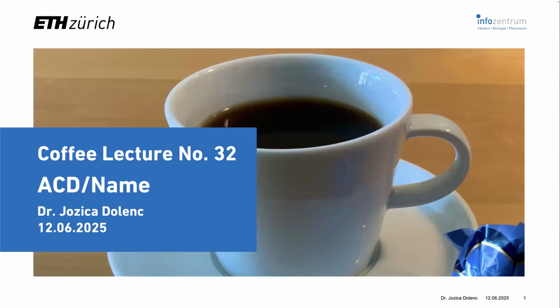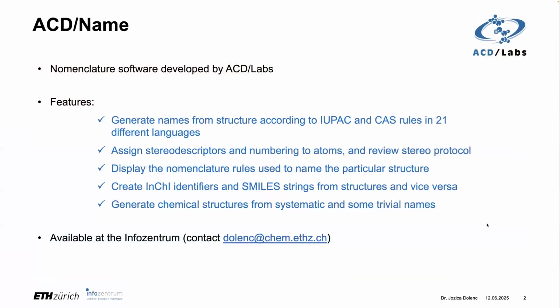My name is Jozica Dolenc, and today I will tell you about ACD Name. What is ACD Name? ACD Name is a nomenclature software which has been developed by ACD Labs, and it is very popular because it can generate IUPAC names not only in English, but in 21 different languages. It does not only generate IUPAC names from structure, but also Chemical Abstracts Service, so CAS names, so you can directly go and search with the name in SciFinder.